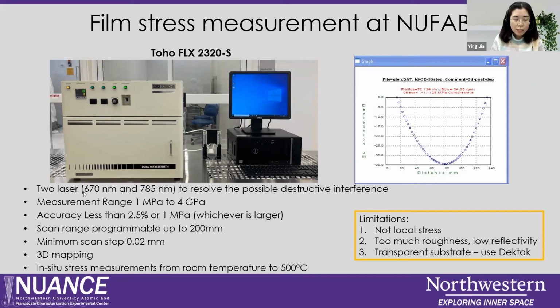Usually this 670 works for a lot of materials already. First, we use only one laser to measure, and usually we pick the 670 because it works for a lot of materials. If it doesn't work, you can select the other one. This system can also select automatically. Before the measurement, it will look at the film and find which wavelength gets the best reflection, and it will automatically select that one. So you don't need to worry about it. It will use the best laser, and only that one.